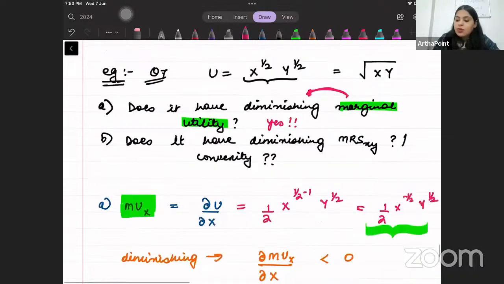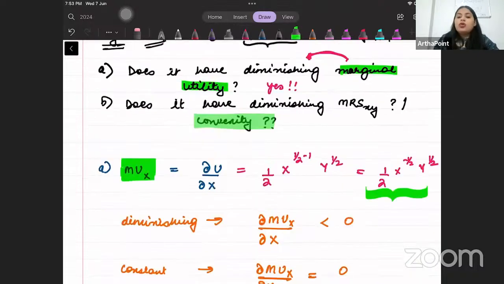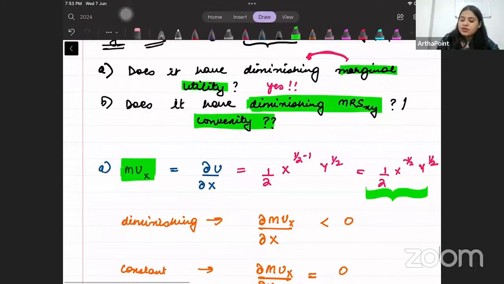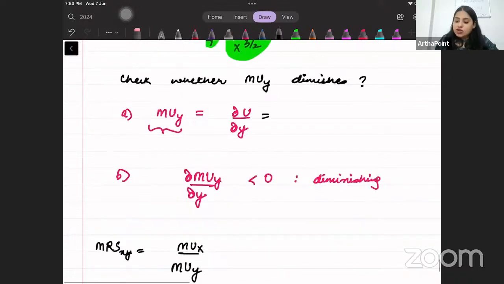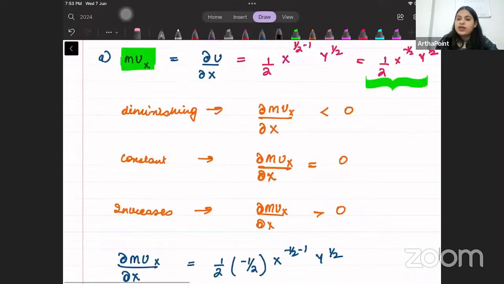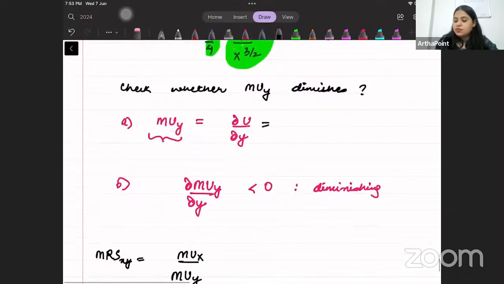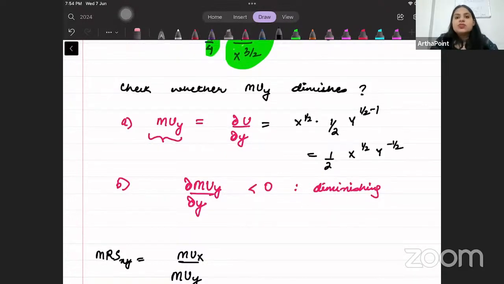Now we want to check about convexity. We want to check whether we have diminishing MRS or not. So now we will find MRS. MRS will be MUX by MUY. So let's find MUY here. If I differentiate this with respect to Y, what should I get? Power comes down and power is reduced by 1. So it will be half x to the power half y to the power minus half. This is when you differentiate it with respect to y.